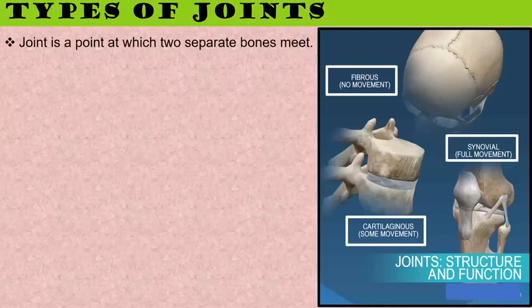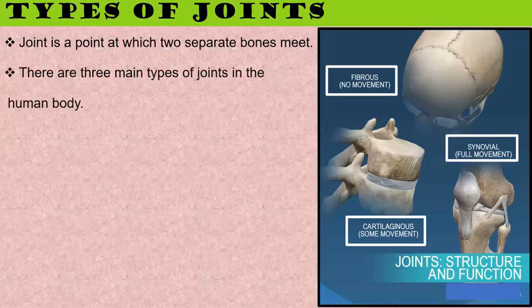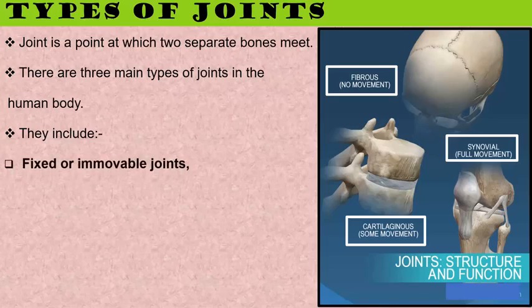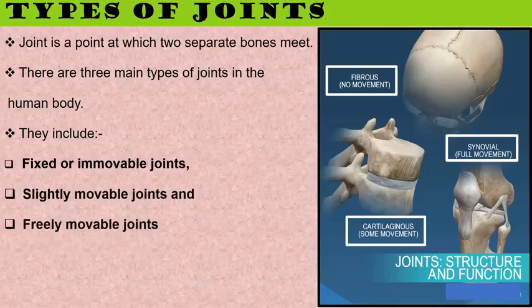Types of joints. As we discussed, a joint is a point at which two separate bones meet. There are three main types of joints in the human body. They include fixed or immovable joints, also known as fibrous joints, slightly movable joints or cartilaginous joints, and freely movable joints, also known as synovial joints.